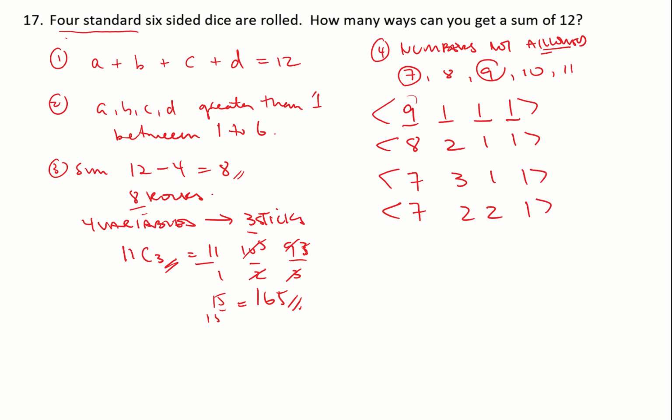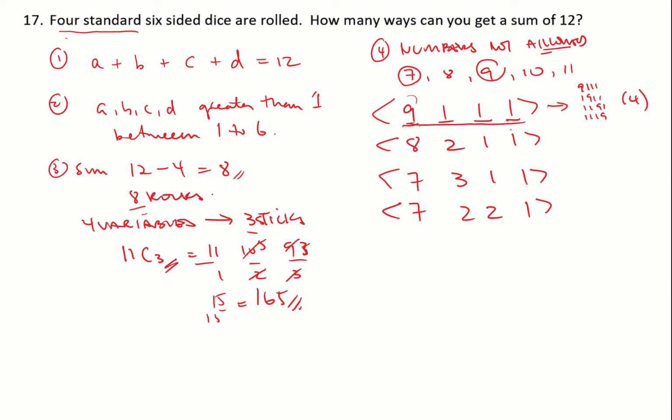But if you look at the first one, how many ways can you arrange the 9, 1, 1, 1? So, for example, you can have 9, 1, 1, 1, or 1, 9, 1, 1, or 1, 1, 9, 1, and 1, 1, 1, 9. So basically, this set over here, there's actually 4 ways to arrange this.